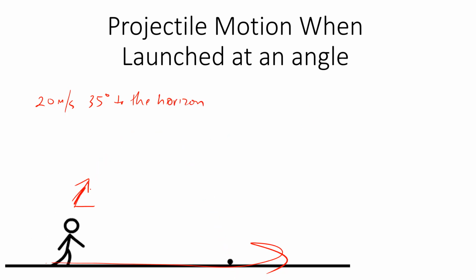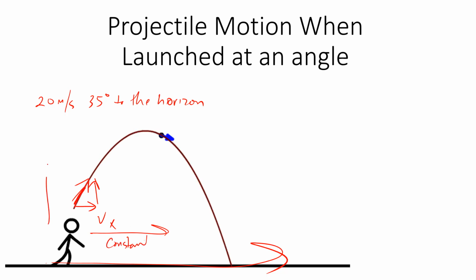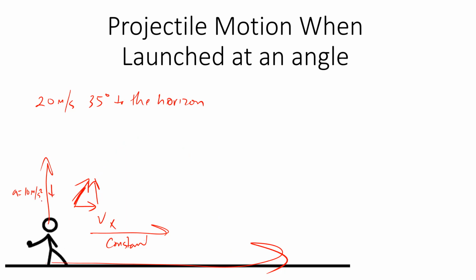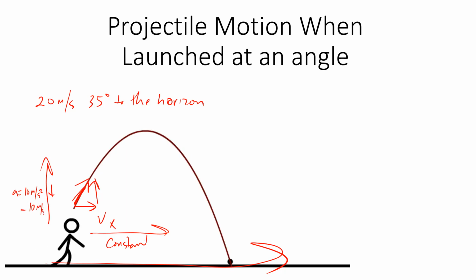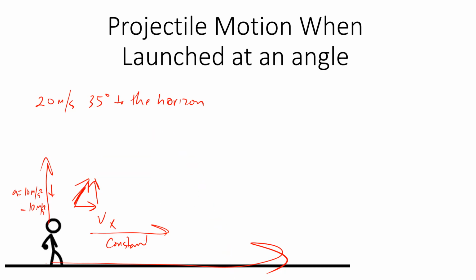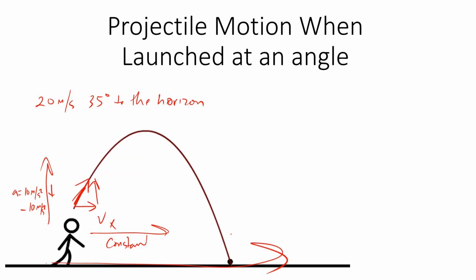We're going to have to break that into its x and y components. With projectile motion, the x component, Vx, is going to be constant, whereas the y component going up has an acceleration due to gravity of 10 meters per second squared. In this case we'll say negative 10 meters per second squared, because the object is going up, so there will be a positive velocity to start off with. Then depending on where it lands or where it goes, it's going to have a positive or negative velocity when you're calculating for something else.